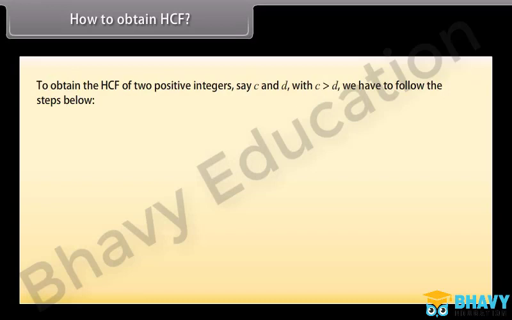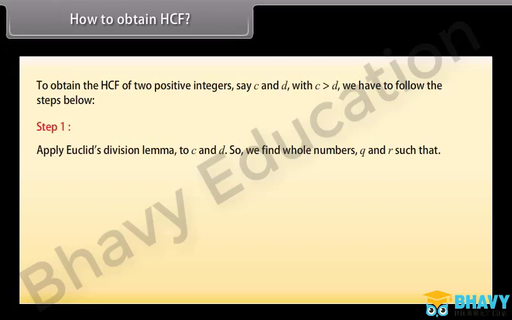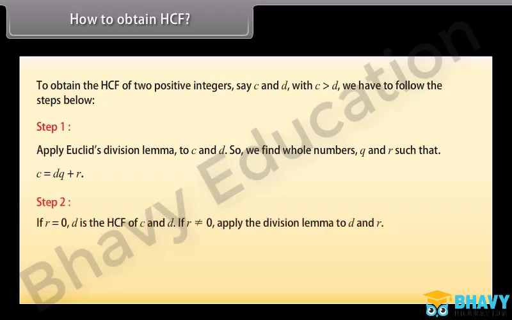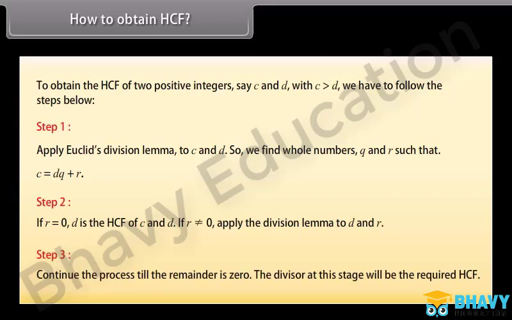How to obtain Hcf? To obtain the Hcf of two positive integers, say c and d, with c greater than d, we have to follow the steps below. Step 1. Apply Euclid's division lemma to c and d. So, we find whole numbers q and r such that c is equal to dq plus r. Step 2. If r is equal to 0, d is the Hcf of c and d. If r is not equal to 0, apply the division lemma to d and r. Step 3. Continue the process till the remainder is 0. The divisor at this stage will be the required Hcf.